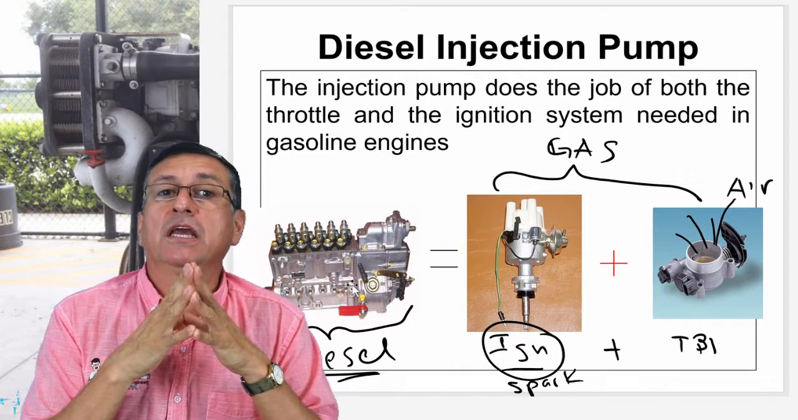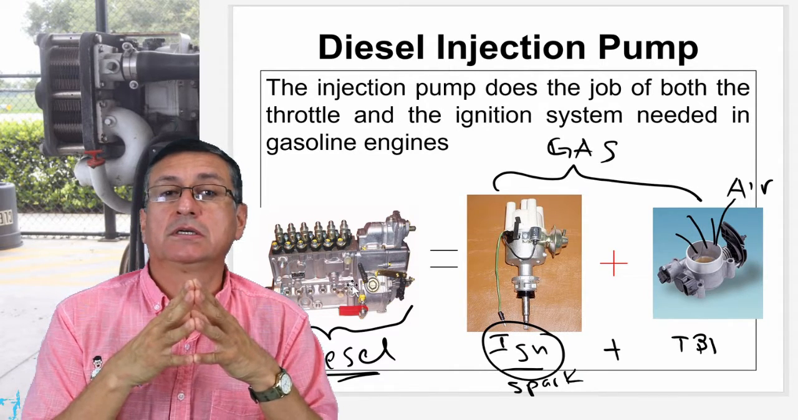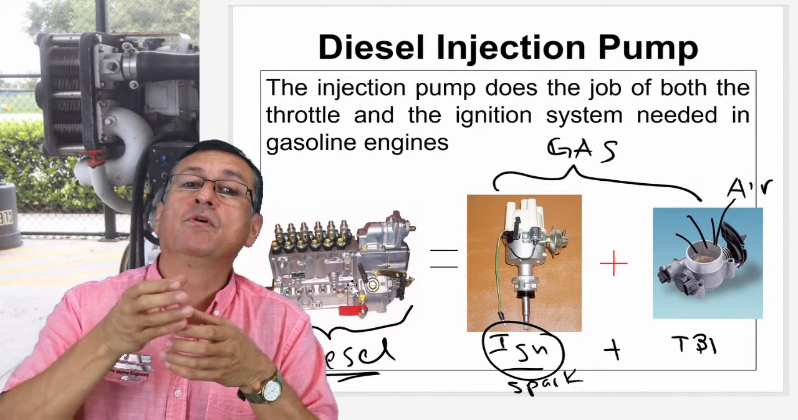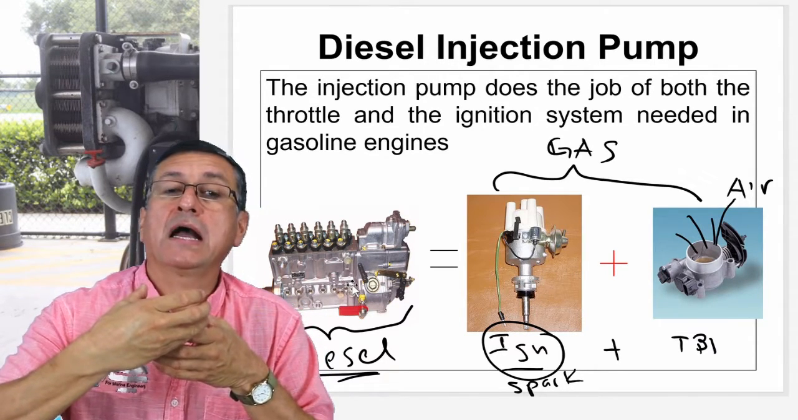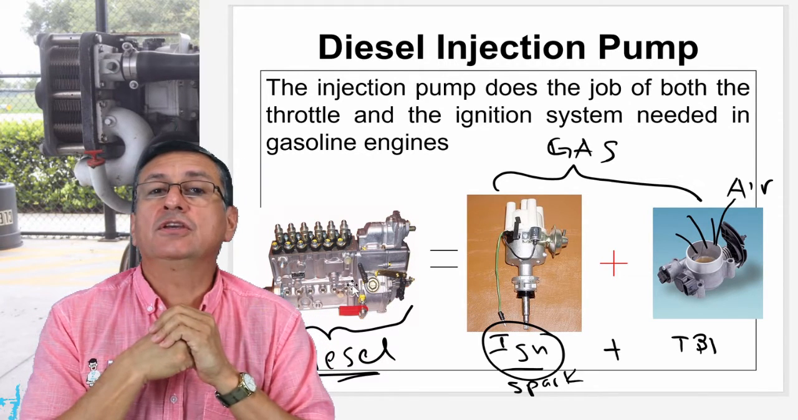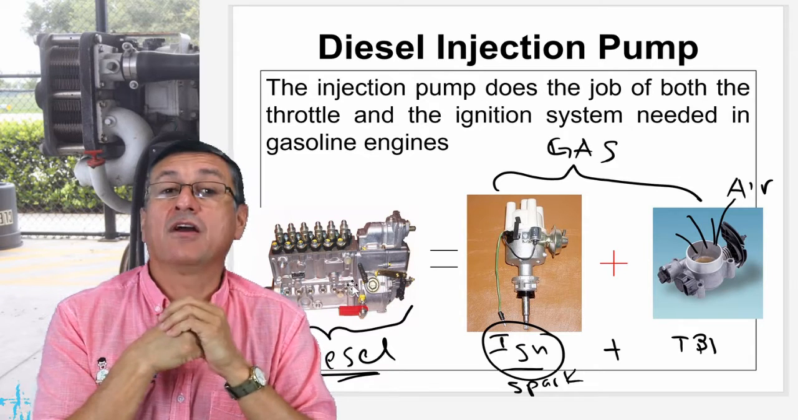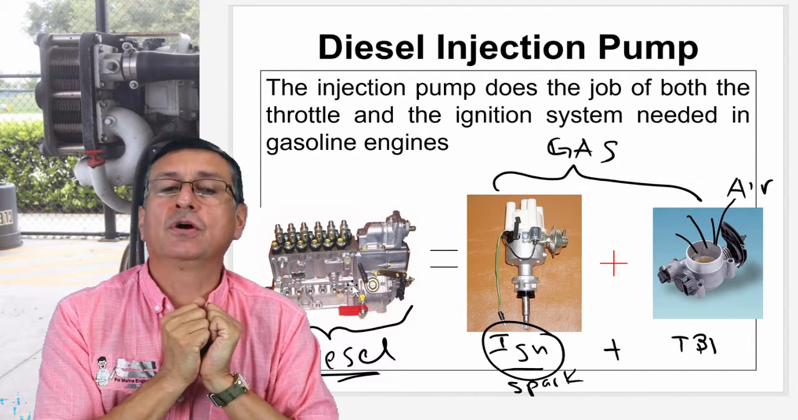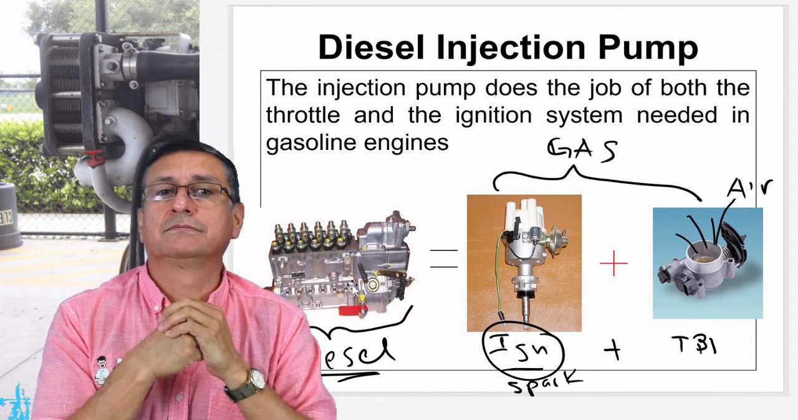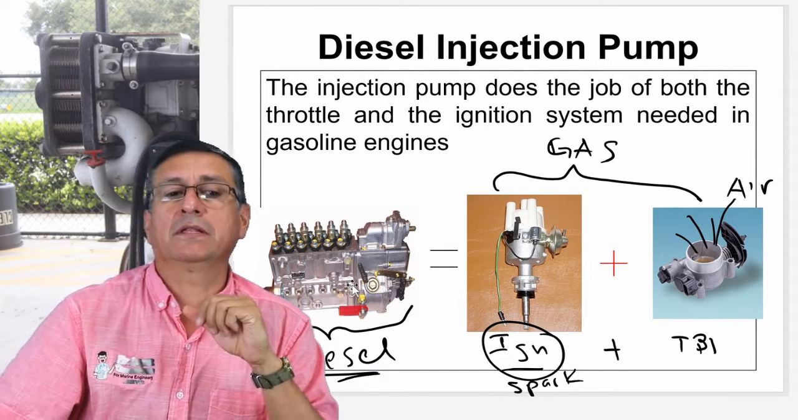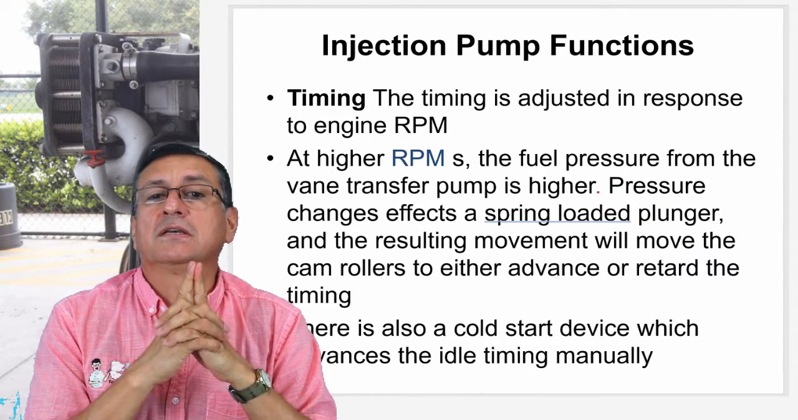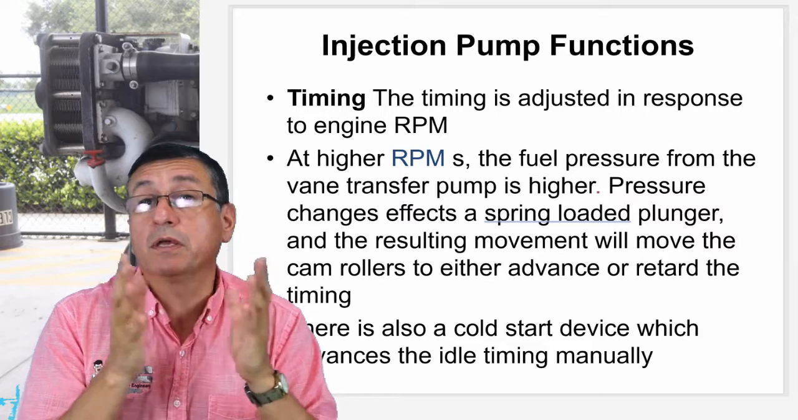You remember in gasoline engines how you advance or retard the timing? Yes, when you move the distributor back or forward, you remember? Exactly. In diesel engines, the governor internally controls the advance or retard of the timing. It's an intelligent element. It's an intelligent component. The timing is adjusted in response to the engine RPMs.